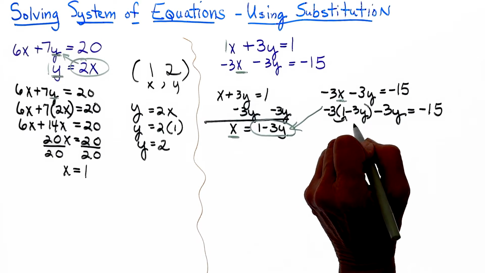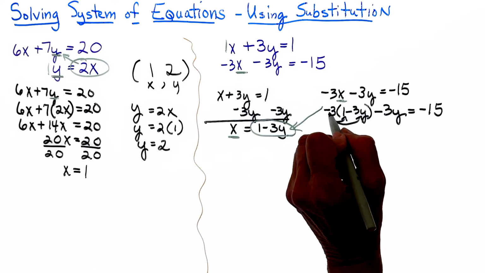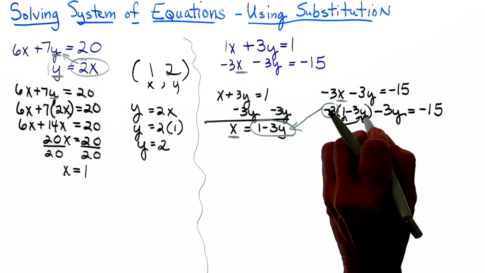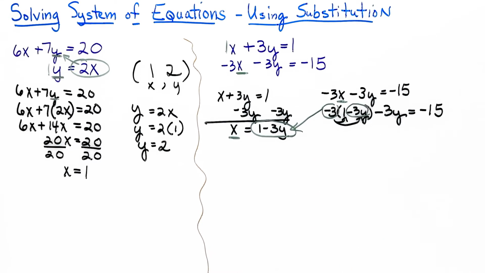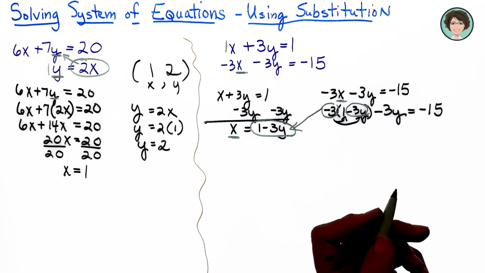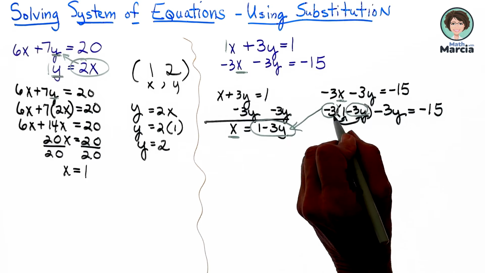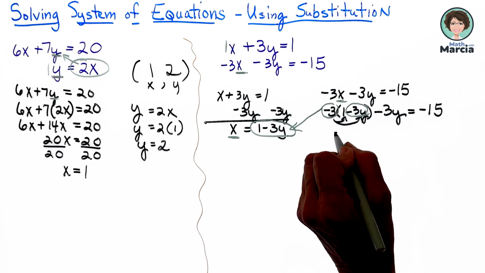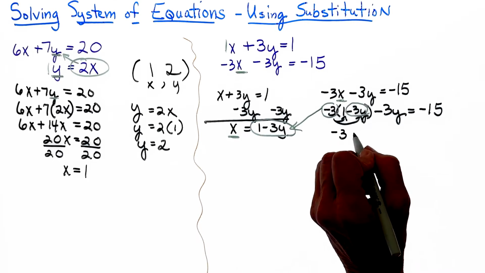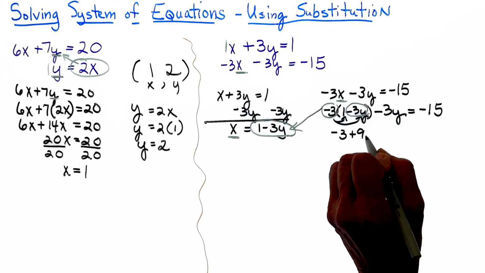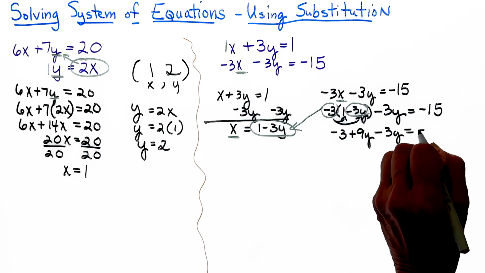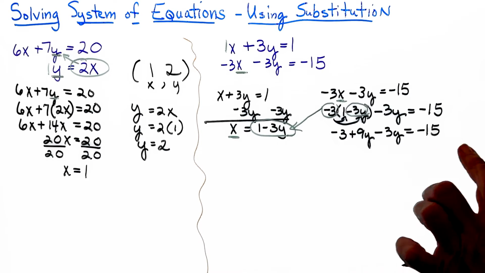Remember the distributive property, we're going to multiply both. I always think of this as a negative 3, and I attach the sign to the second part. So I think of the 3y as a negative 3y. When I'm doing my multiplication, negative 3 times 1 is negative 3. A negative 3 times a negative 3 is a positive 9, and that is a y, minus 3y equals a negative 15. Again, I just copied everything.